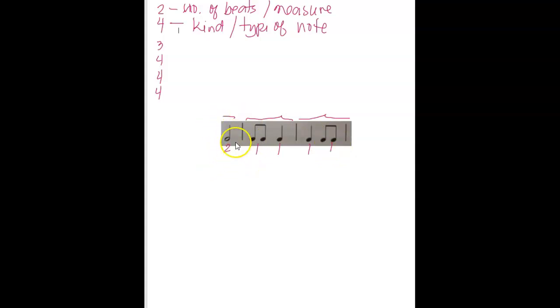Okay? So this one, you can't add kasi wala naman siyang kasamang note. So this is 2. For the second measure, 1 plus 1, that is 2. For the third measure, we have 1 plus 1, this is 2 also. So the number on the top is 2.